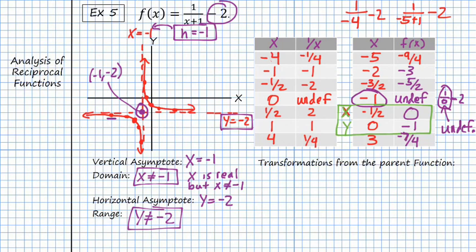All right, and let's just make sure that we know the transformations that have been performed here. We went down 2, and we went left 1. So as you can see, some of these problems can get very involved. So analysis of reciprocal functions and analysis of our rational functions will be very complicated. So make sure that you take it step by step, do one small thing at a time. We'll have a reduced number of problems most of the time to be able to accommodate that.